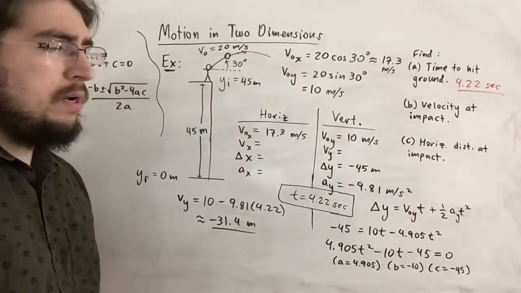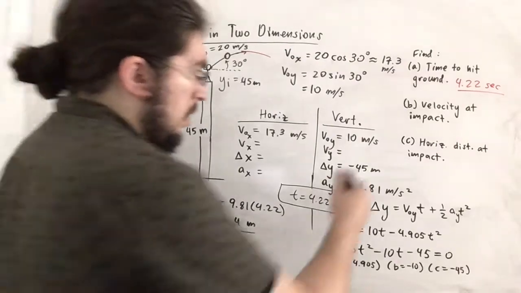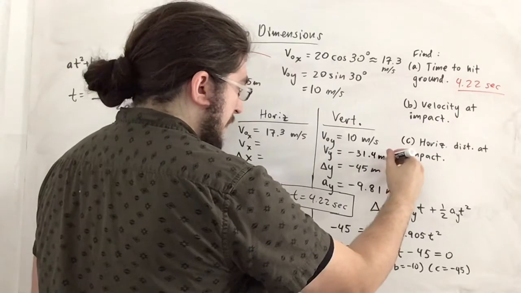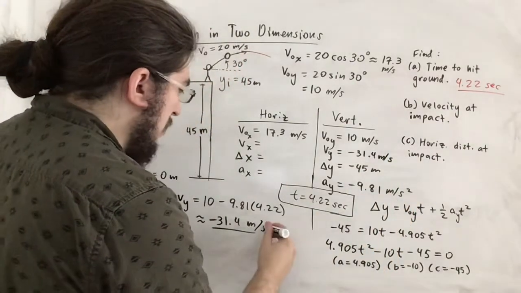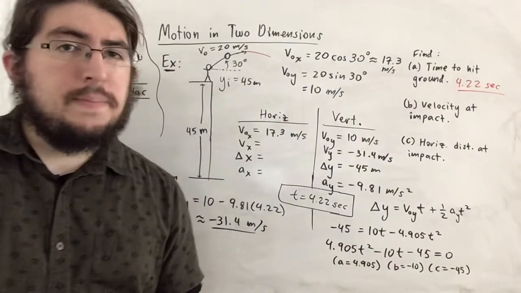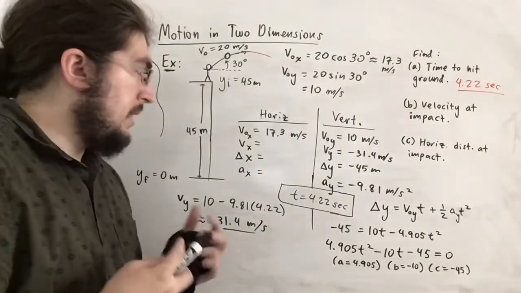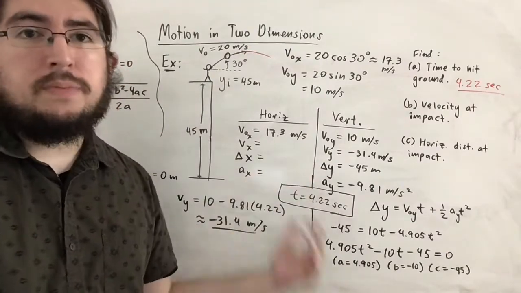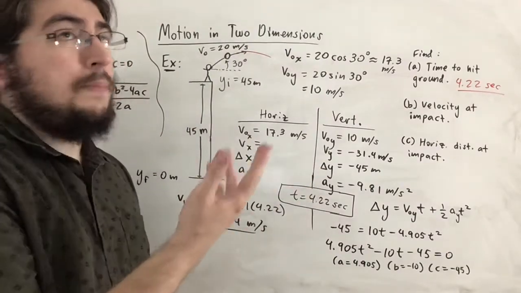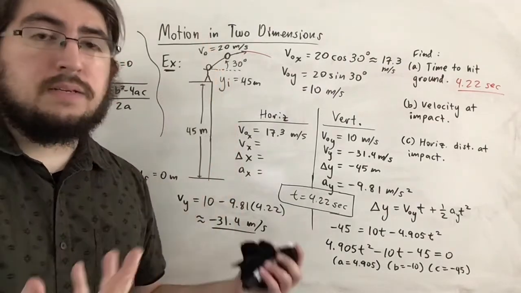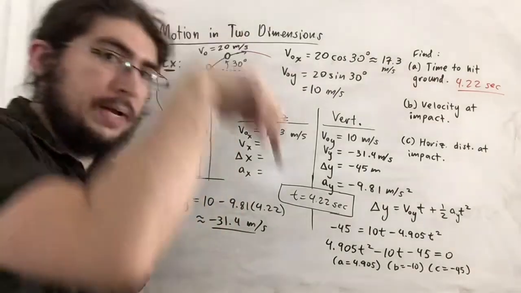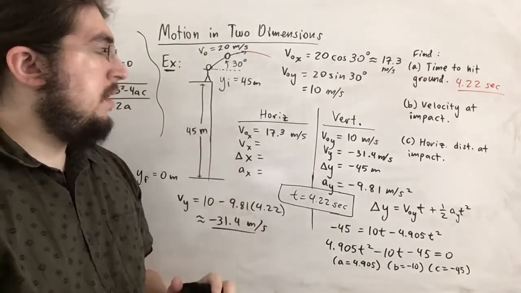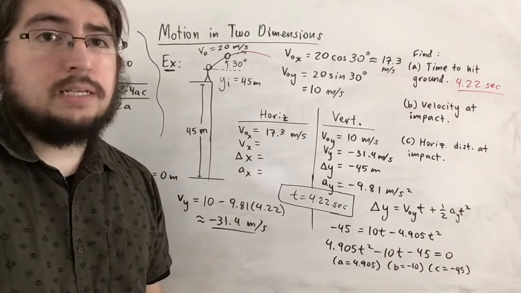I got negative 31.4 meters. So I'll write that here, 31.4 meters per second, I meant to say, because it's a velocity, of course. But now, why is it negative? Well, it should make a lot of sense why it's negative, because if you recall, velocity is displacement over time. Since our displacement is negative, it's going to be a negative velocity. So throwing the ball up would be a positive displacement, hence a positive velocity. But then when the ball comes back down, it's a negative displacement, hence a negative velocity. So the final velocity being negative actually makes a lot of sense.